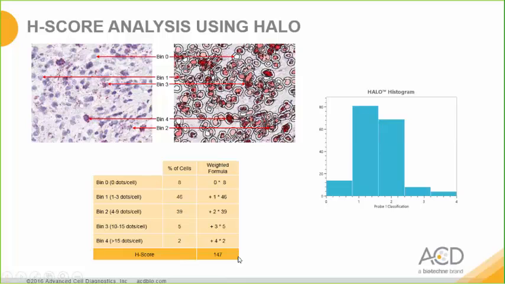While SPOTSTUDIO also bins cells, the software does not automatically calculate an H-score. That must be done manually with SPOTSTUDIO. HALO not only provides you with the H-score for a region of interest, but it also generates a plethora of information, including but not limited to total area analyzed, total cell count, average dots per cell, and the percentage of cells with at least 1 dot.